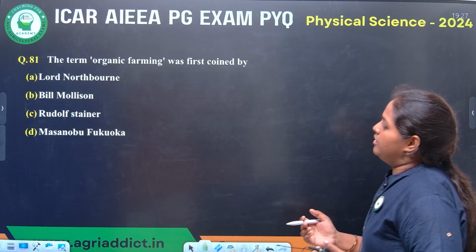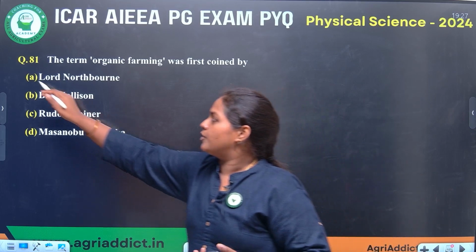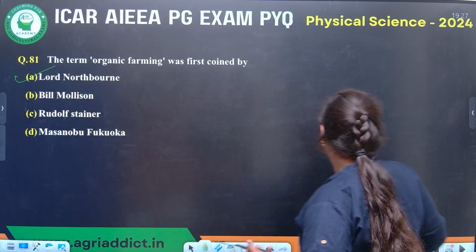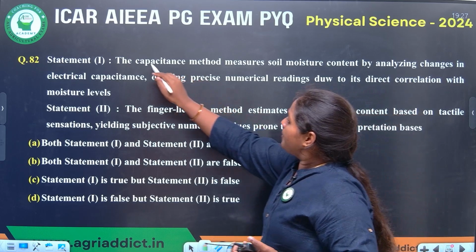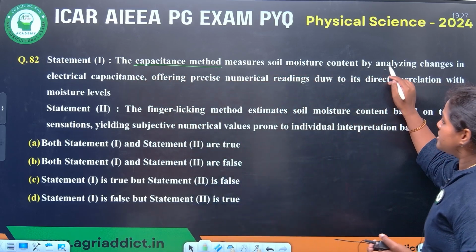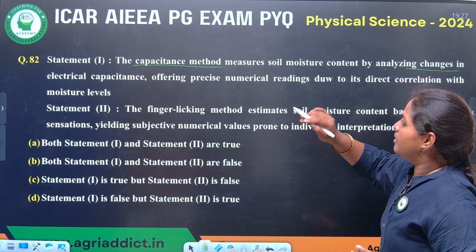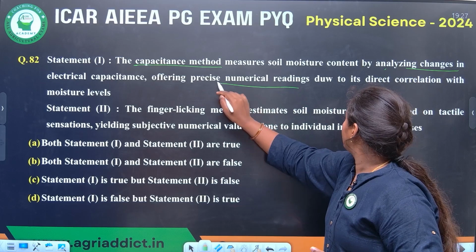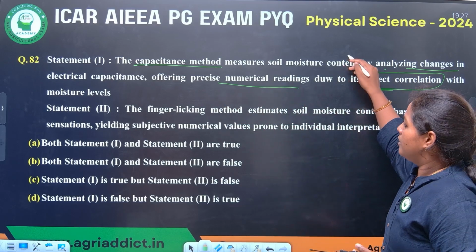Question number 81. The term organic farming was first coined by Lord Northbourne. Question number 82. Statement 1. The capacitance method measures the soil moisture content by analyzing changes in electrical capacitance, offering precise numerical readings due to its direct correlation with the moisture levels. True.